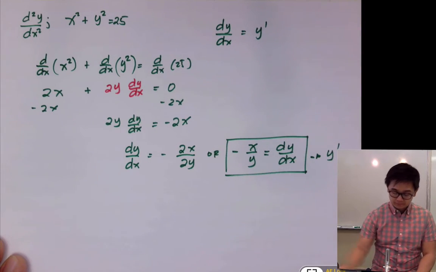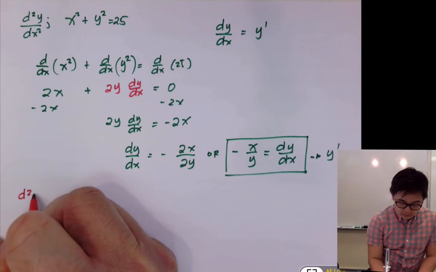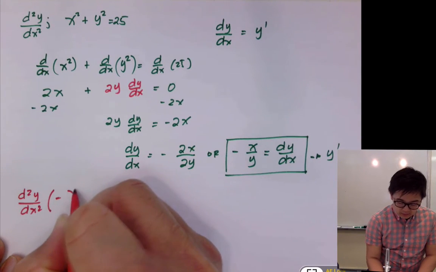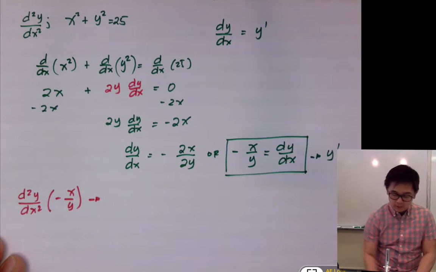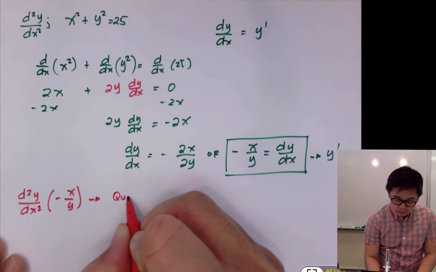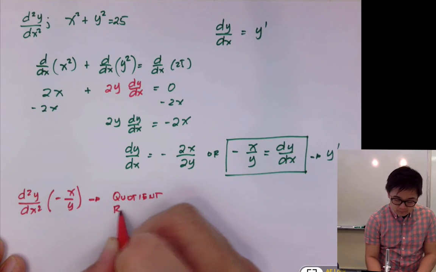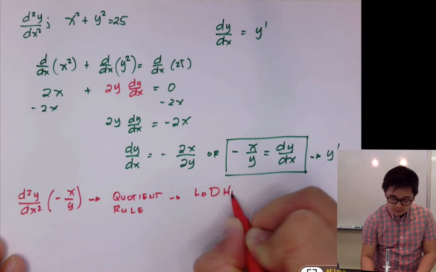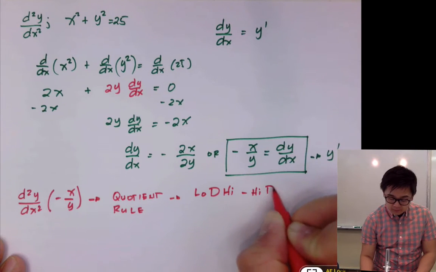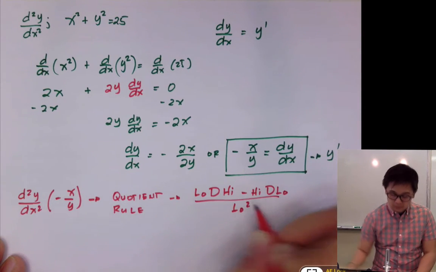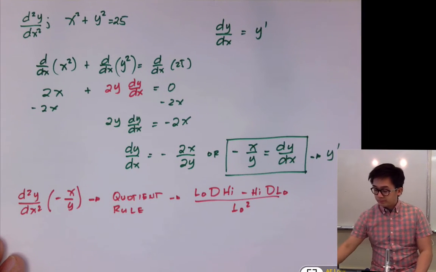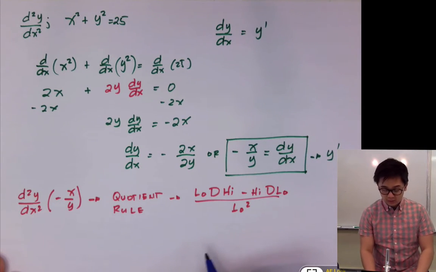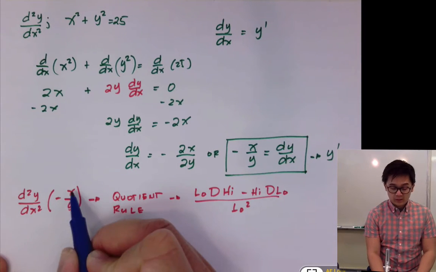So the second derivative in terms of x of the function negative x over y would be found using the quotient rule. And as we know, for the quotient rule, I use low d high as my mnemonic device, minus high d low, all over low squared, so that I can remember the formula for the quotient rule really easily. My low is simply my function at the bottom and my high is the function at the top.